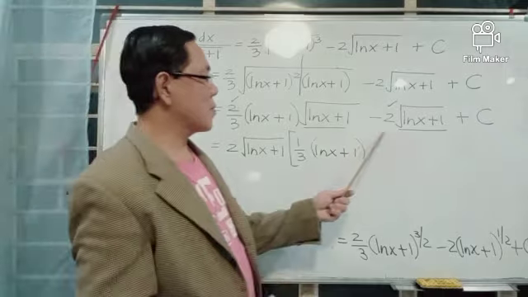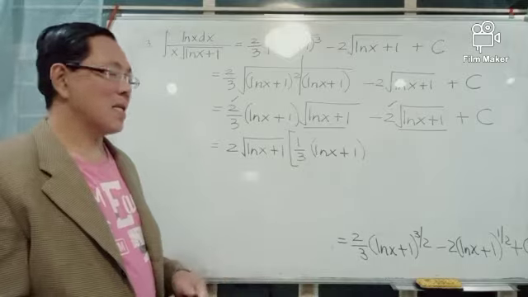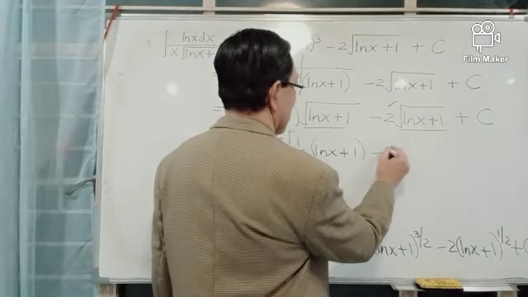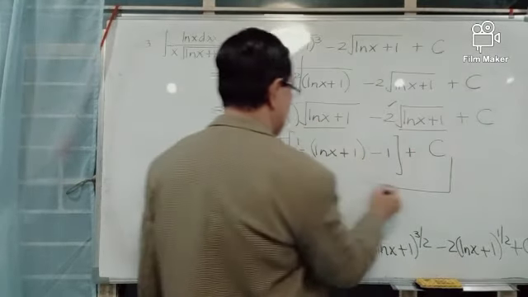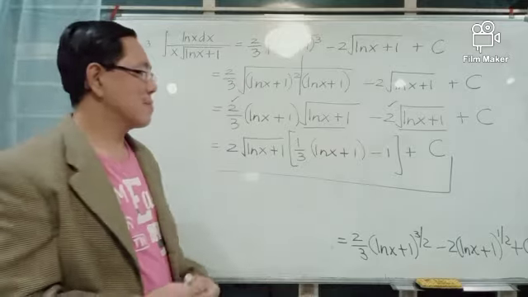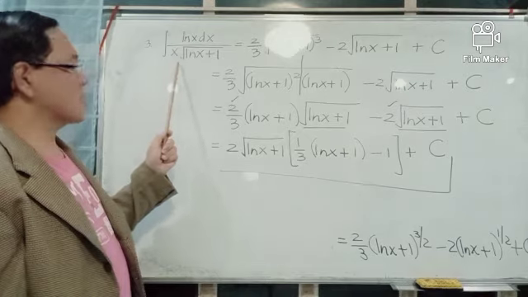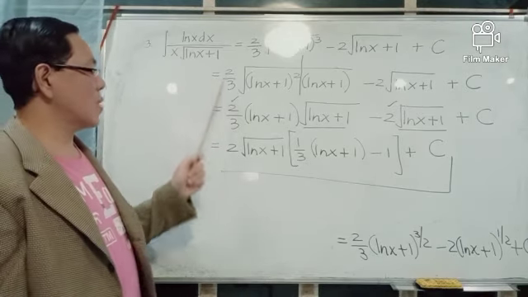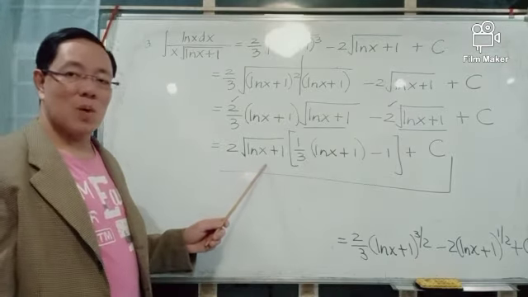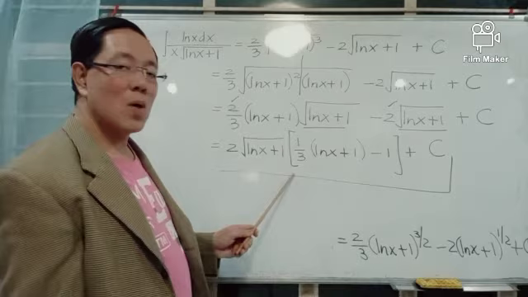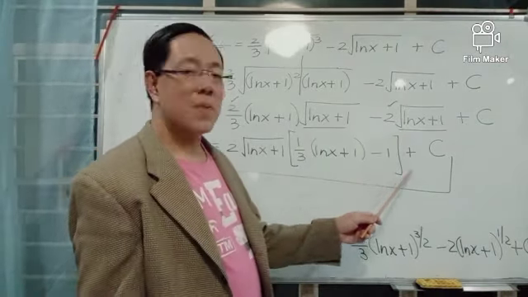And the second term, 2 square root of ln x plus 1 divided by 2 times ln x plus 1 is 1, minus 1, plus the constant of integration, c. Hence, the integral of ln x dx over x times the root of ln x plus 1 in factored form is 2 times square root of ln x plus 1 multiplied by quantity 1/3 times ln x plus 1 minus 1, plus c.